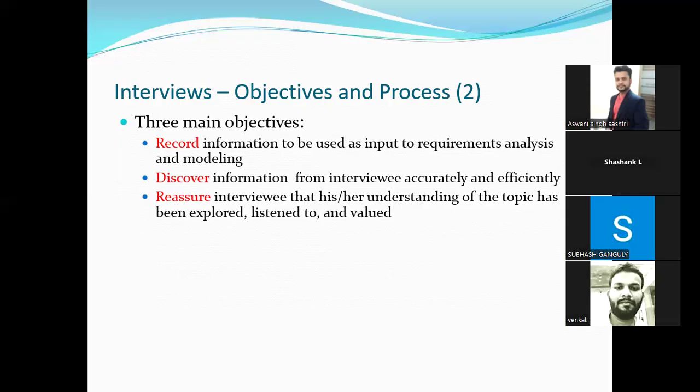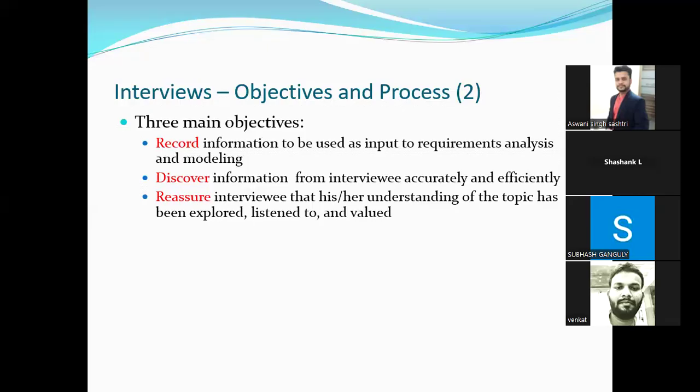Second is to discover information from the interview accurately and efficiently. Whenever we have a discussion with the client and ask what their requirement is, you should ask your questions very accurately and try to get all the answers from your client efficiently as well.